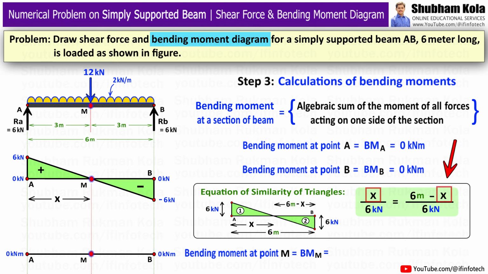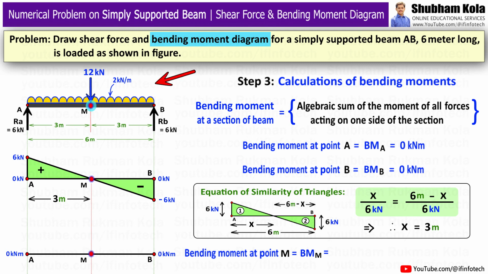Now here, the unknown term is x. Therefore, after calculating, we get the distance x equal to 3 meter. Now I have the location of point M. So from distance x, next I will calculate the maximum bending moment value at point M, that is BM suffix M equal to.